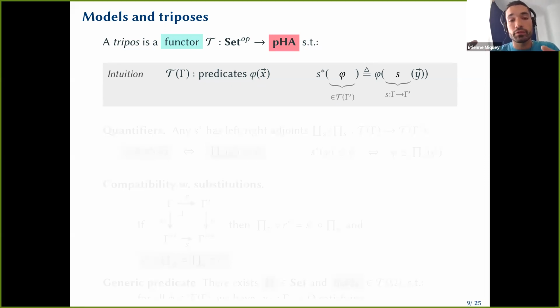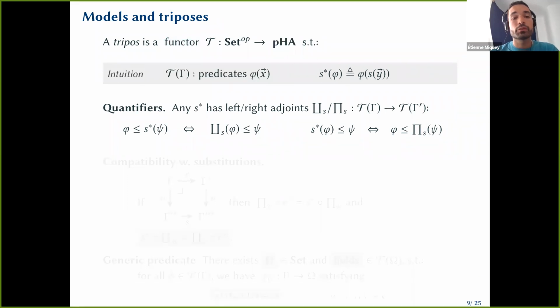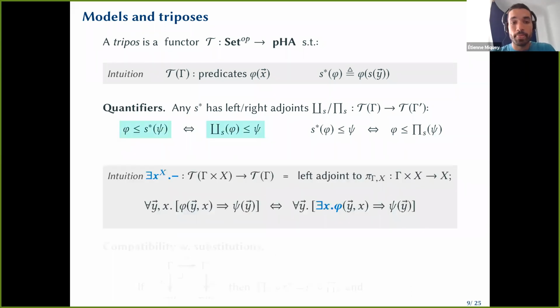And the fact that it's a functor means that you know how to compose the predicates with substitutions, meaning if you have a function going from one context gamma to another context gamma prime, you know how to pre-compose somehow the predicates in gamma prime to get something in gamma. It also has to have quantifiers, and quantifiers are given by means of the existence of adjoints, left and right, to any substitutions. And here the intuition is that if you look, for instance, at the existential quantifier, it's taking a predicate ranging over gamma times x, and it will return a predicate ranging over gamma, where the abstracted variable x, the bound variable x, is of type x. And therefore, it can be seen as a left adjoint to the projection going from gamma times x to gamma.